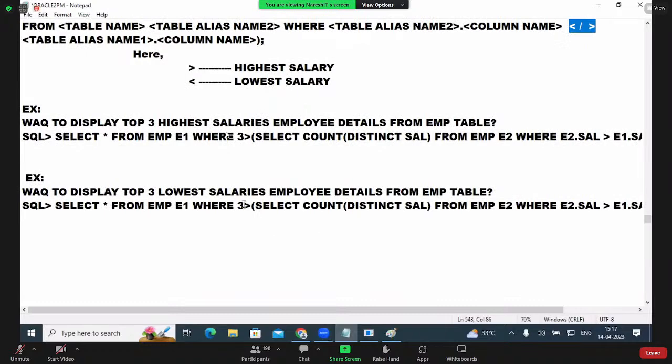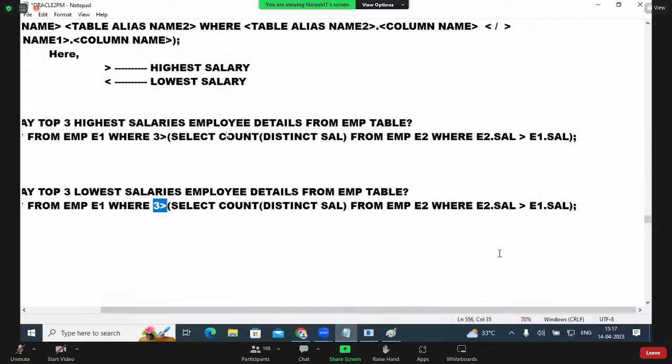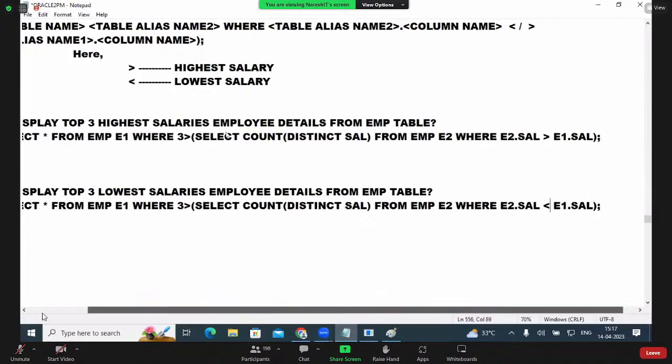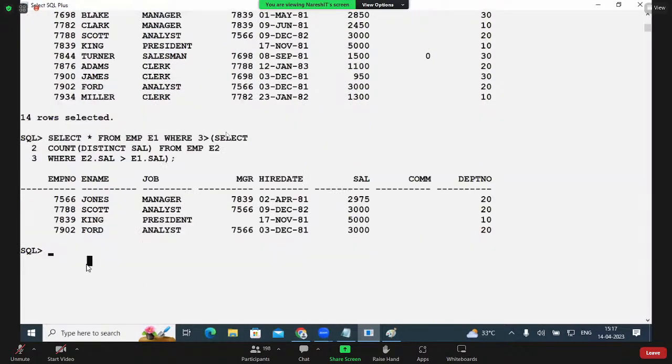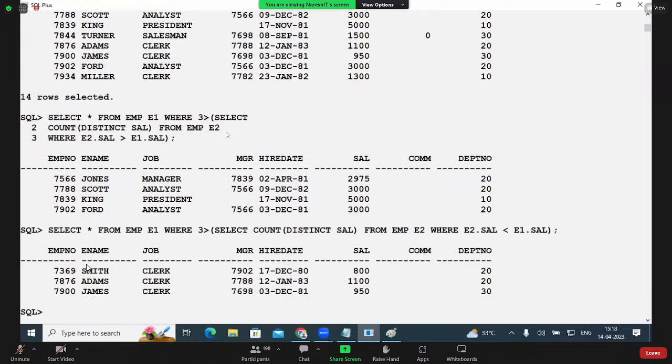So what happened here? Don't change it like here, 3 less than. Put it here; the change is where now? In place of this, put a less than. Okay? Now we can see on my EMP table the top 3 least salaries. I want to execute. Now, who are the top 3 least paid people? 800, 950, 1100. These are the top 3 lowest salaries employees. Write down below.